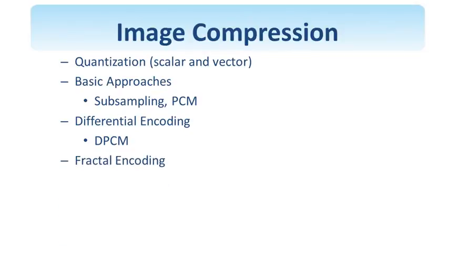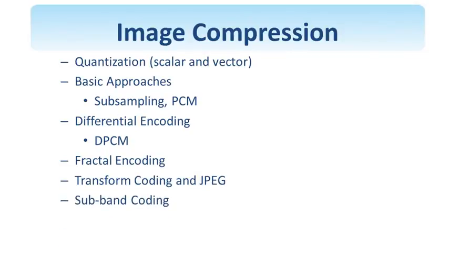We will talk about fractal encoding, a very interesting approach in its own right. Continue with transform coding and its application to the well-known standard of JPEG. And finally, we will discuss subband coding. There are other topics that we will not have time to cover here, such as wavelet-based coding, which relates to subband coding.